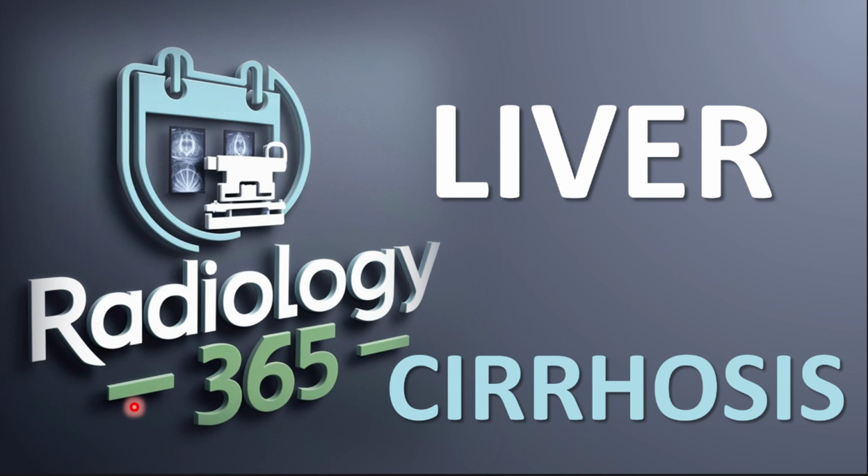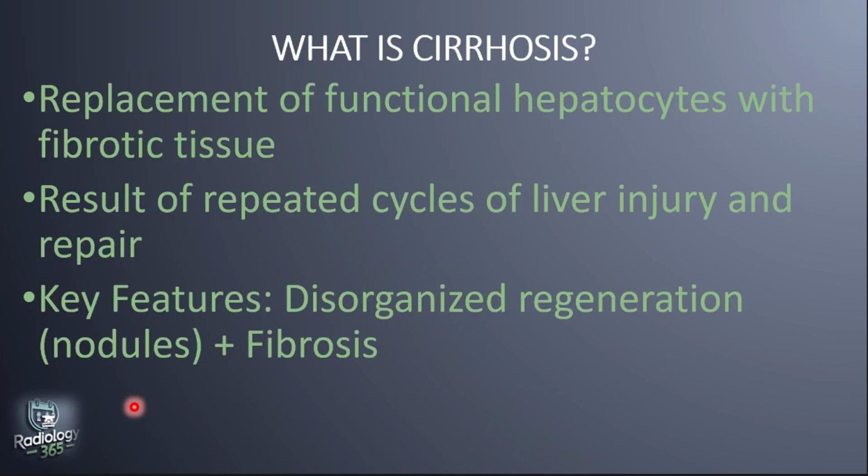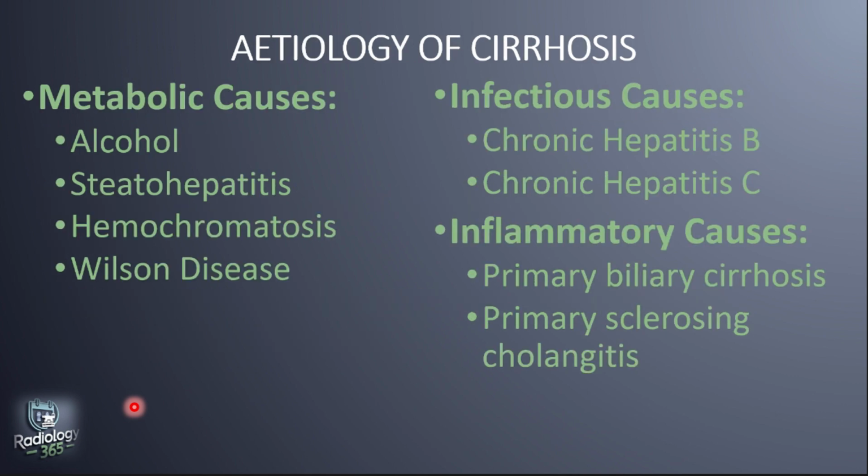Still on our discussion on the liver. Today we're going to be talking about cirrhosis. Cirrhosis is the replacement of normal functioning liver cells with fibrotic non-functional tissue. It occurs after repeated cycles of liver injury and healing, leading to scarring and the formation of regenerative nodules. This disorganized architecture severely impacts liver function.